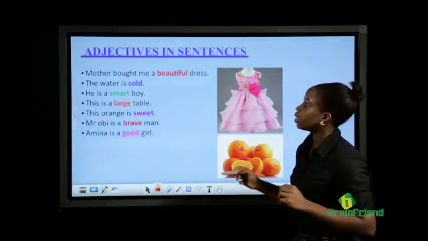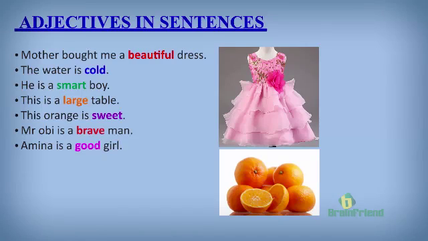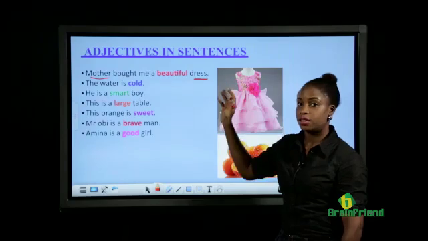Now we're going to use adjectives in making sentences. Read with me. Mother bought me a beautiful dress. What is the noun in the sentence? Mother, that's one noun. The name of a person. Bought me a beautiful dress. Dress is another noun. The name of a thing.